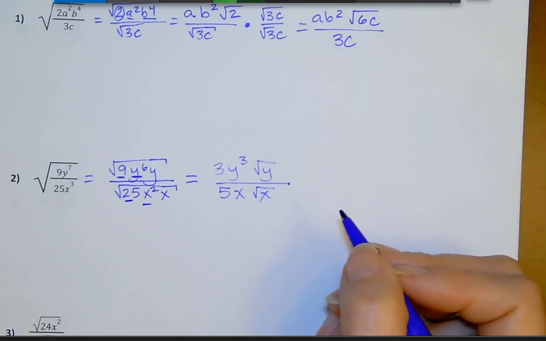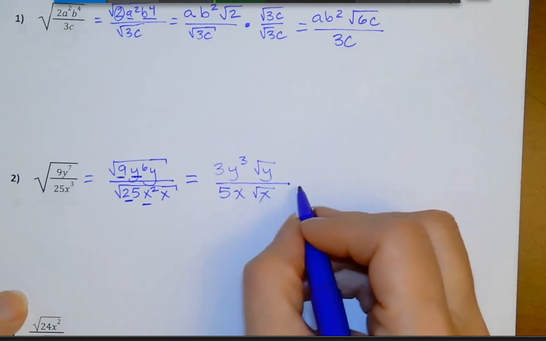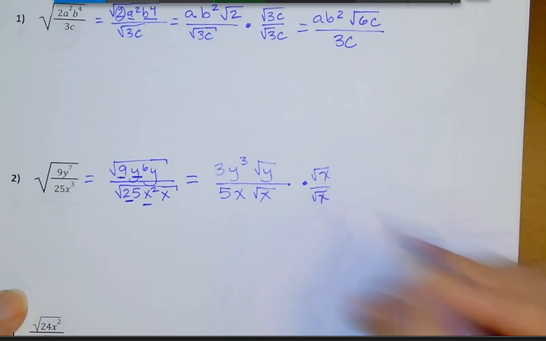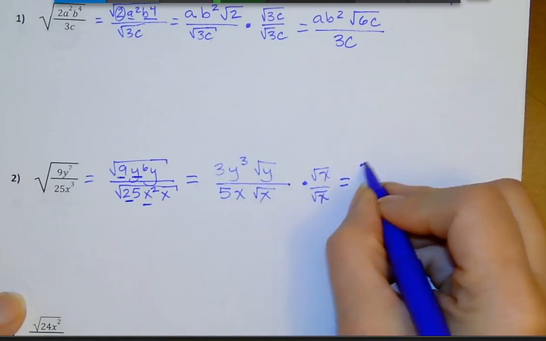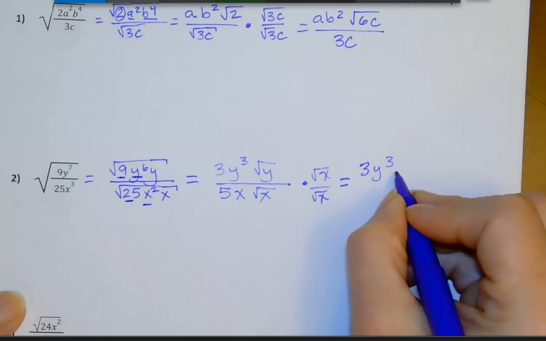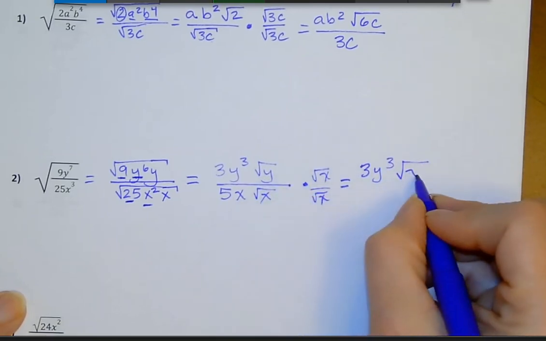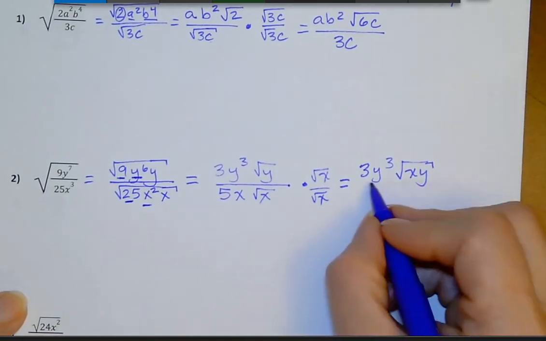Okay, that's getting there, but I have a radical in my denominator, and I'm not allowed to have that. So I'm going to multiply this all by square root of x over square root of x. I'm not changing the amount because I'm really just multiplying it by 1. It's just going to look different. Okay, in the numerator I have 3y to the third times, I'm just going to multiply. I'm using the product rule, and I'm going to put those back together underneath the same radical. Notice I changed the order because we like alphabetical order.